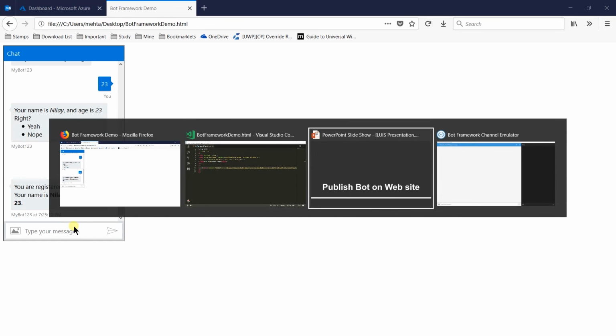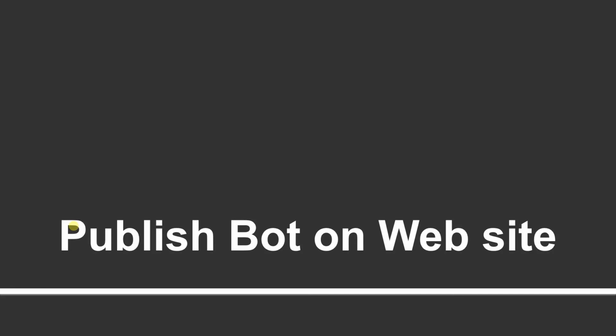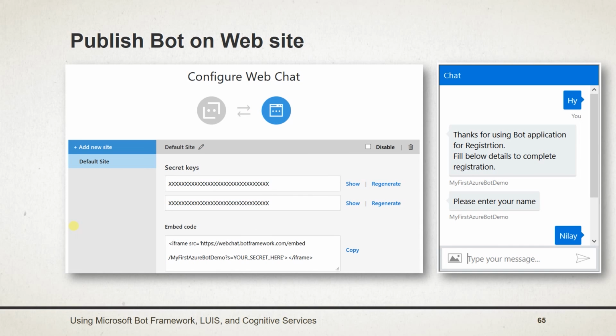Let us see what we have learned in this session. To place a chatbot on our web page, we just need to obtain the iframe code from the Channels tab, copy and paste the security key. That's it.